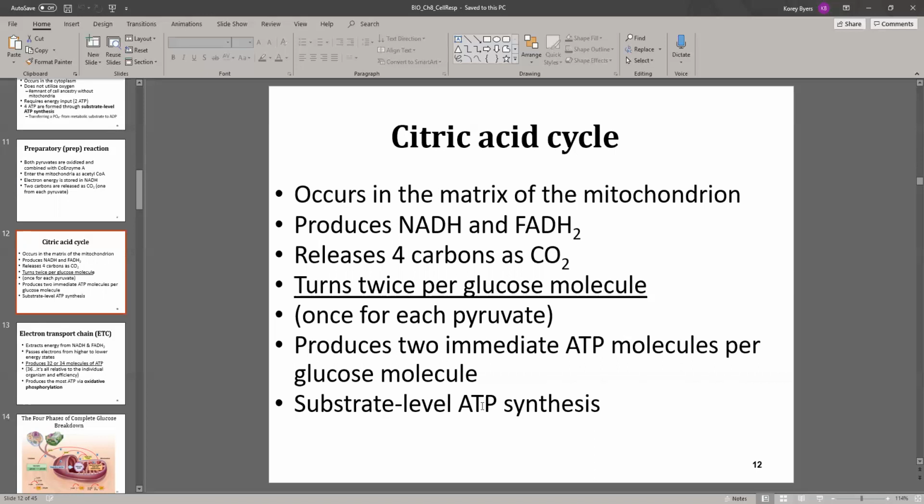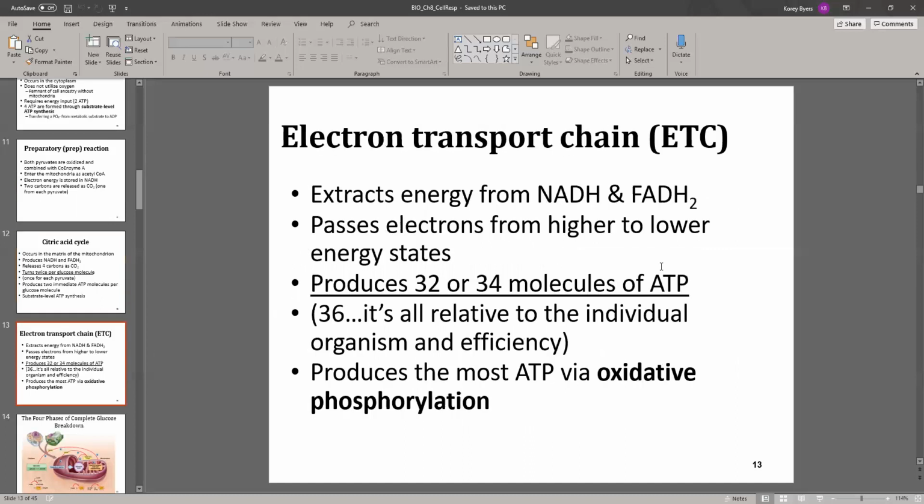The ADP and Ps are there, so we might as well make some ATP, but it's not the main source. The main source is going to be here at the electron transport chain. So once we have enough NADH and FADH, they can bring those electrons to the electron transport chain, dump those electrons off.